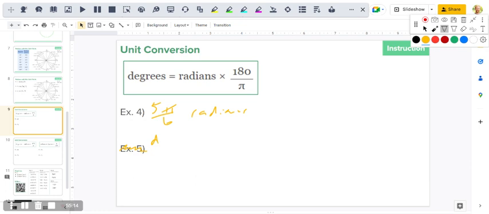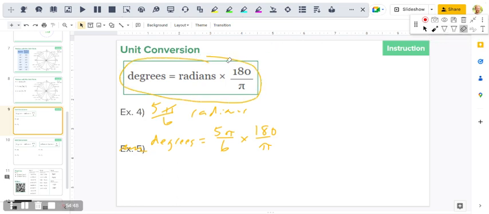all right, the degrees are equal to our value in radians, so 5 pi over 6, and we're going to multiply it by 180 and divide by pi. And I should have mentioned this earlier, but make sure that you have this degrees formula in that box at the top of the section. Pause your screen if you need to get that down.